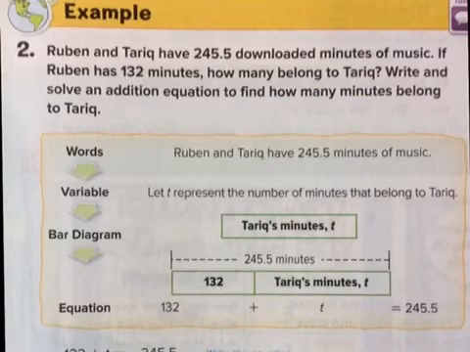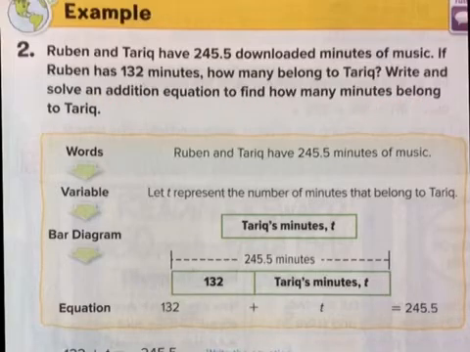Okay, let's look at this word problem. Ruben and Tariq have 245.5 downloaded minutes of music. Okay, so 245.5 minutes of music. If Ruben has 132 minutes, how many belong to Tariq? Write and solve an addition equation to find how many minutes belong to Tariq.